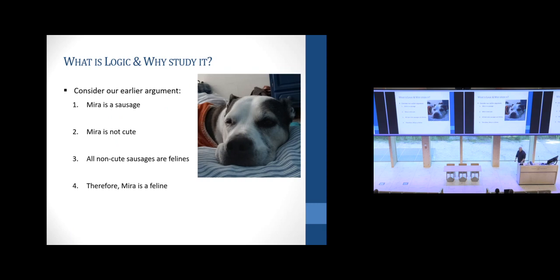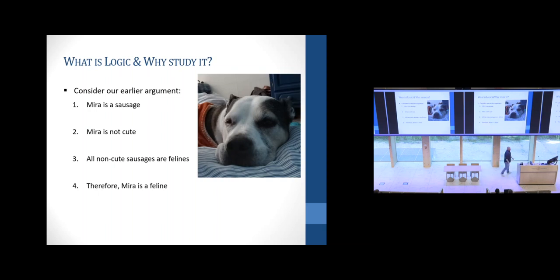So here's our earlier argument. We know this was bad in the way of content, right? All the premises are false. Okay? Is it valid? What do you think? Valid? Invalid? 50-50 chance. Valid? Invalid? It's valid. It's valid. So let's think about it.